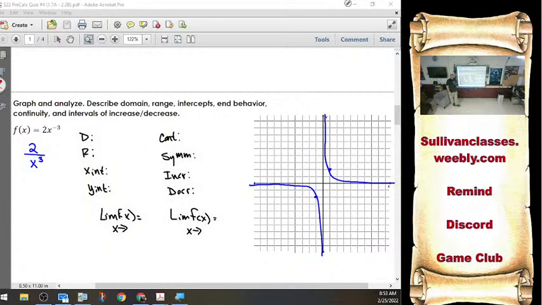Domain. Everything but 0. Same thing for range. So for both of these, I'm going to say it is negative infinity to 0, can't touch a span, and 0 to infinity. x and y intercepts. No.